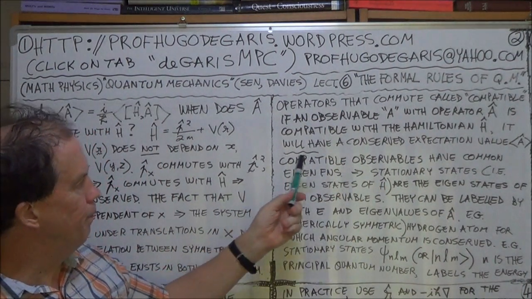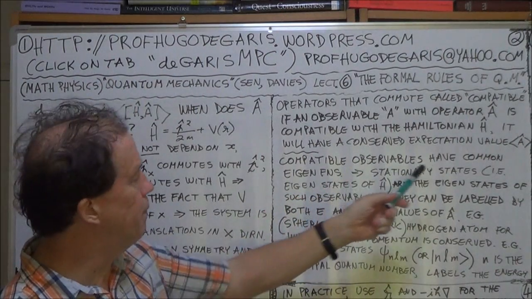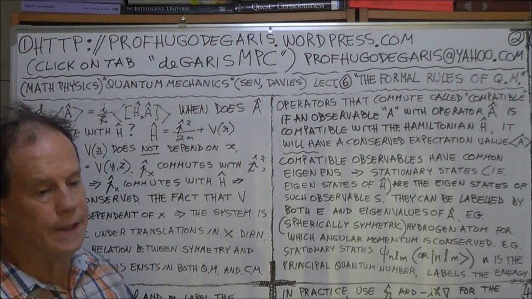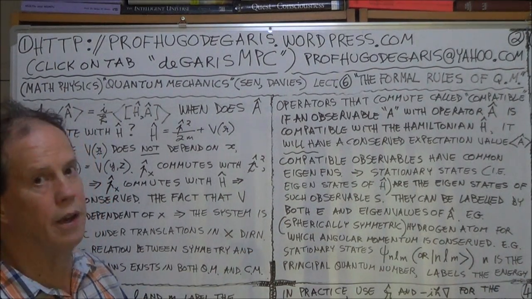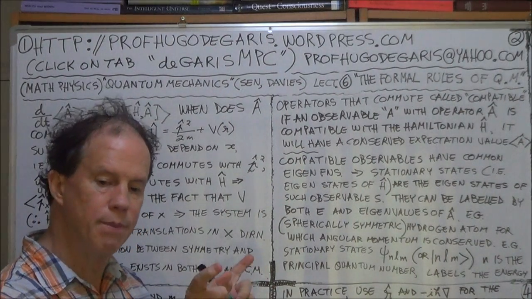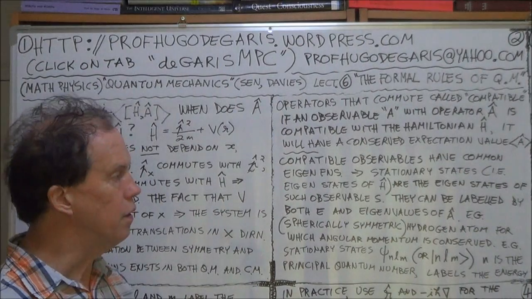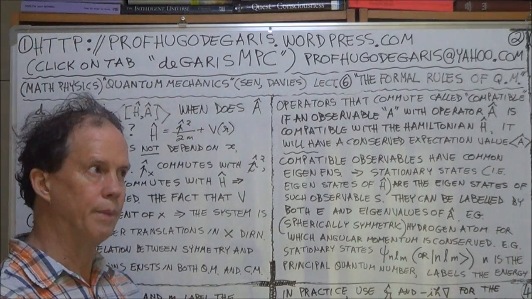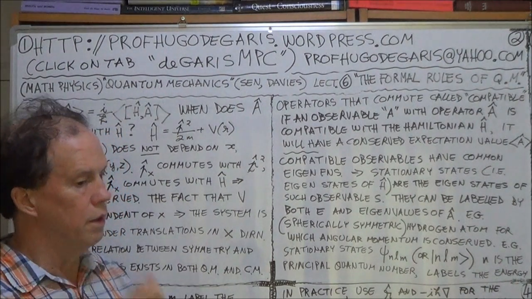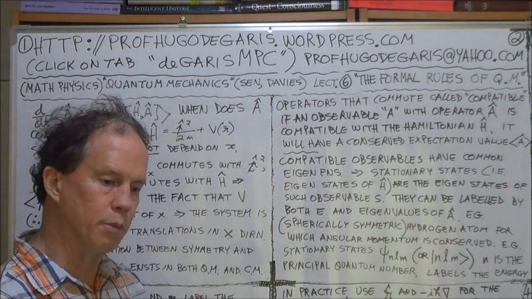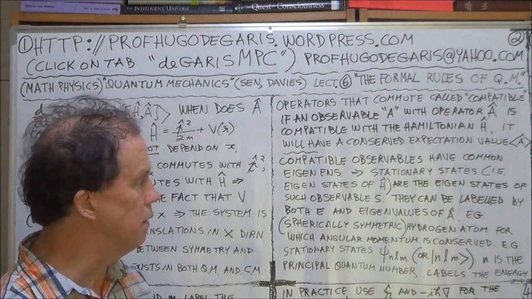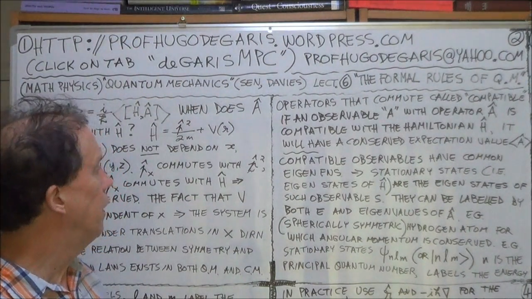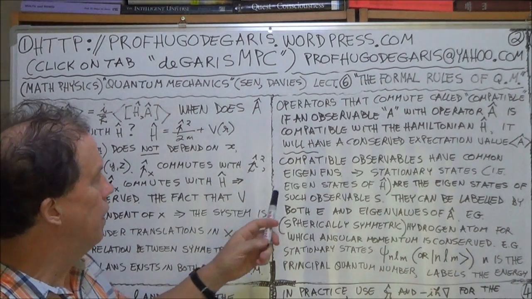Now another thing we did a few sessions back is if you have two observables that are compatible, we showed that they have common eigenfunctions. They have the same set of eigenfunctions. They may have different eigenvalues because they're talking about different quantities that you're measuring, different observables, but their eigenfunctions will be the same. They'll have the same eigenset, if you like, right?